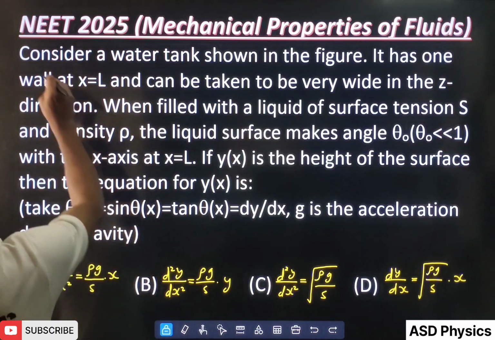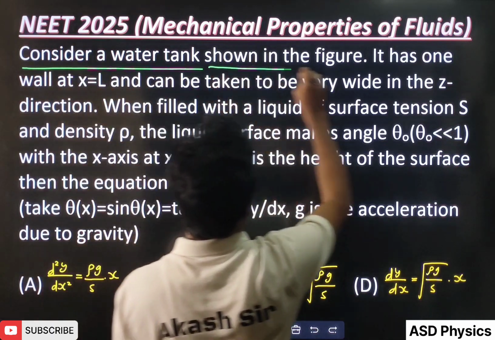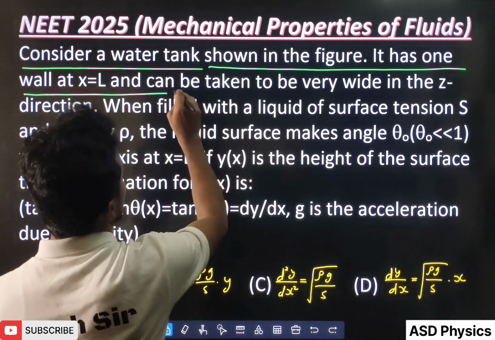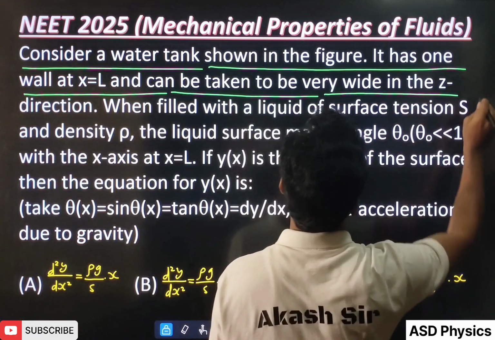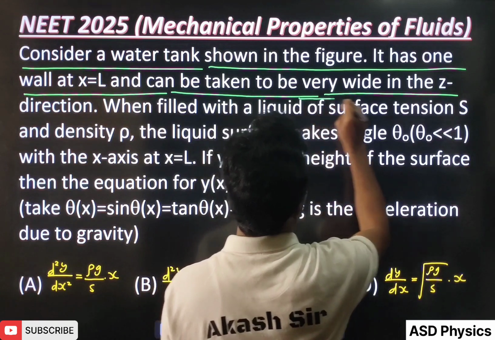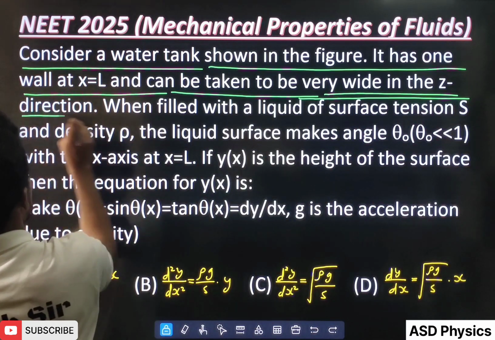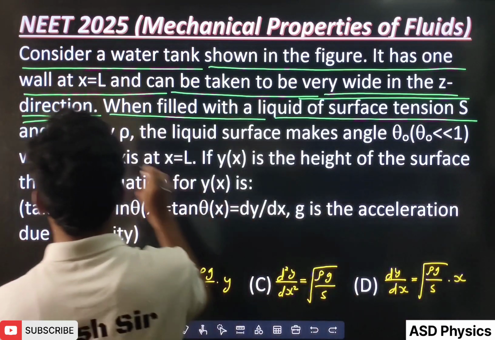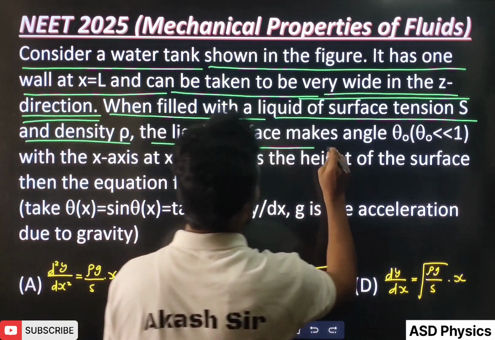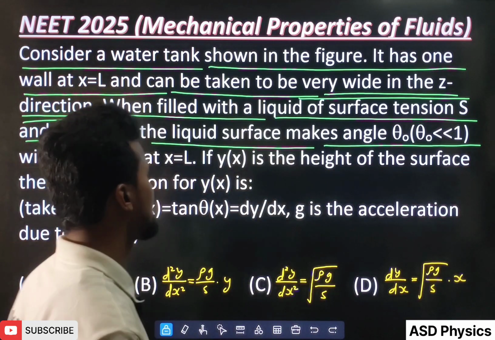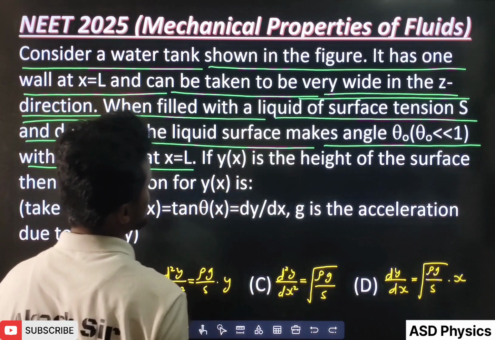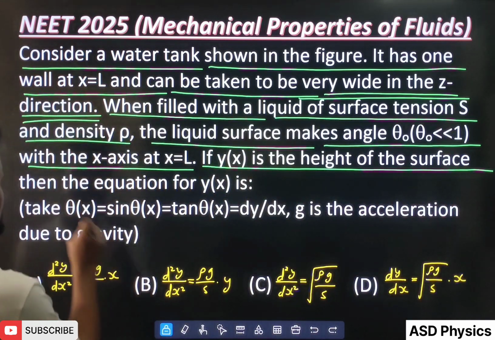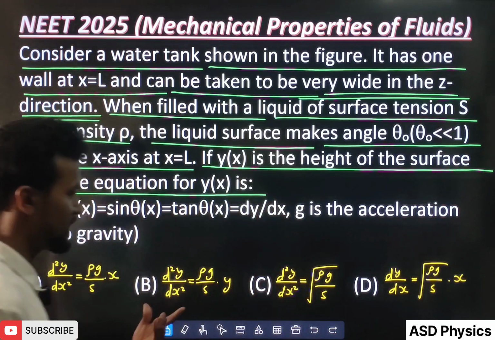So see here, the question is: consider a water tank shown in the figure. It has one wall at x equal to 1 and can be taken to be very wide in the z direction. I am writing this down. When filled with a liquid of surface tension S and density rho, the liquid surface makes angle theta naught with the x-axis at x equal to L. If y(x) is the height of the surface, then what is the equation for y(x)?